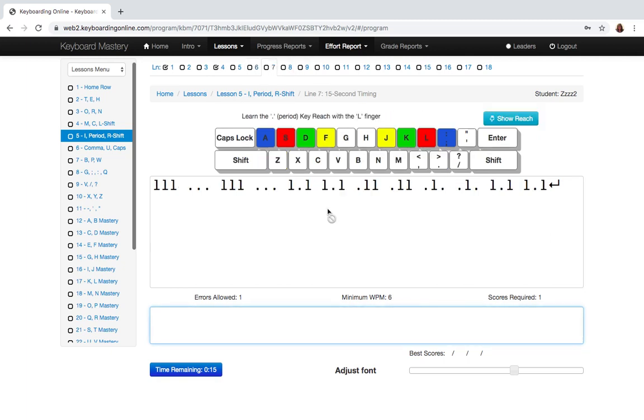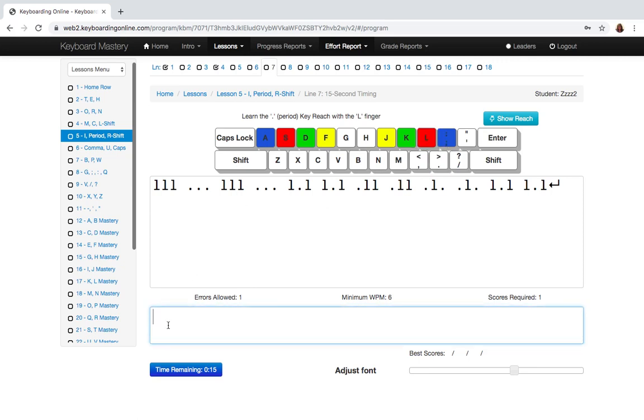Now we'll learn the period. We use the period key a lot, so it's good practice, and we're going to learn it right now. It is located down and to the right of L. It's in red, so L and only L will control it.